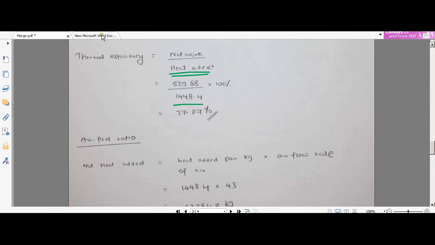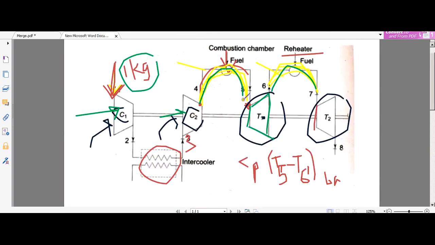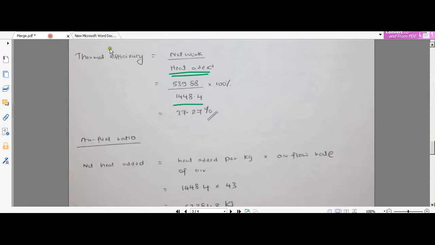How many heating processes are there? This heating process, this one and this one. These two processes are the only heat addition processes, the addition of heat in 4 to 5 and 6 to 7. So that is the heat input, and the network we calculated. The ratio of that is 37.27 as a percentage. That is how you evaluate the thermal efficiency, the ratio of the network and the total heat added. So don't mix up: heat added is not considered for the amount that we give to the compressor. I clearly explained that, so that is okay.